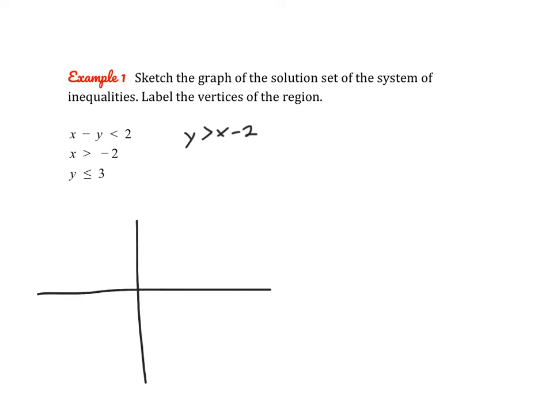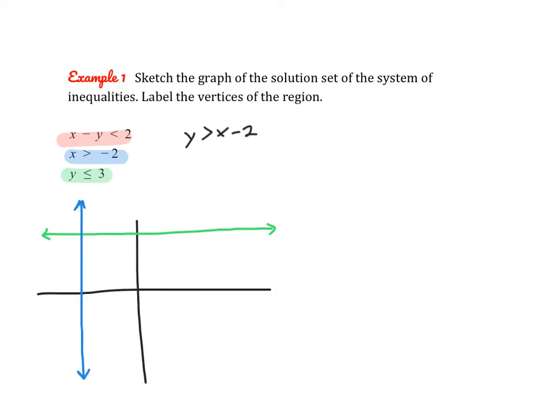Okay, so I'm going to graph the first one in red, the second one in blue, and the third one in green. So let's start with the green. This is going to be a solid line at 3. And then we would shade everything below. Our second one is going to be a vertical line at -2. And we would shade everything to the right of that.